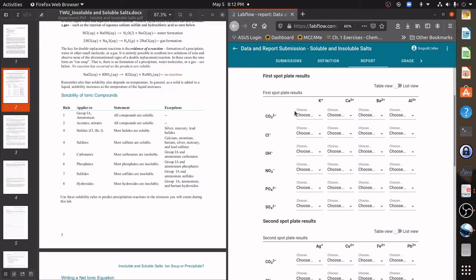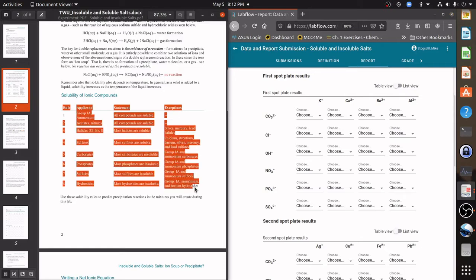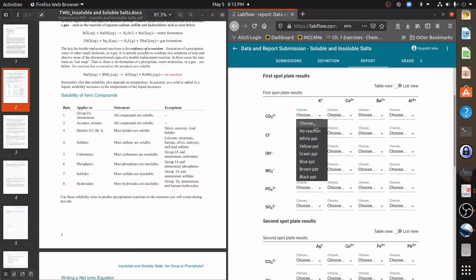And this is where students get really confused. What exactly are we going to do here? So I'm going to tell you there's two components to this. Number one, we're going to use the rules in this table here to decide whether or not there should be a precipitate or no reaction. You can see that you actually have a choice of many different colored precipitates, but the only one we're going to use is white precipitates. So all your answers should either be no reaction or white PPT, white precipitate.